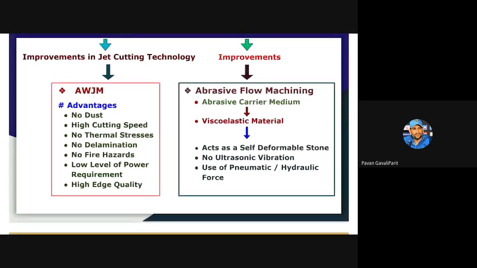If you take the example of glass fiber reinforced plastic, there will not be any delamination. Again, there is no fire hazard. Then we get a low power requirement, as well as good quality of the cut edges. The quality of cut edges is good as compared to other processes. So these are the advantages of the abrasive water jet machining process.